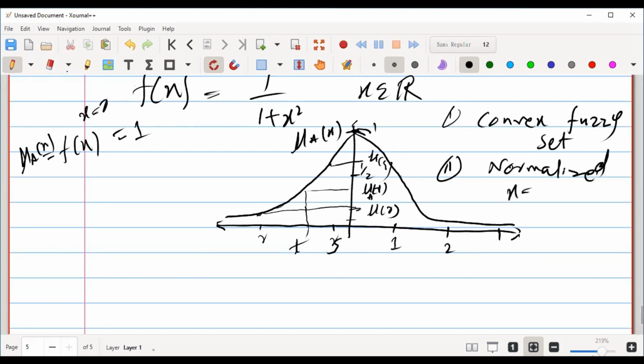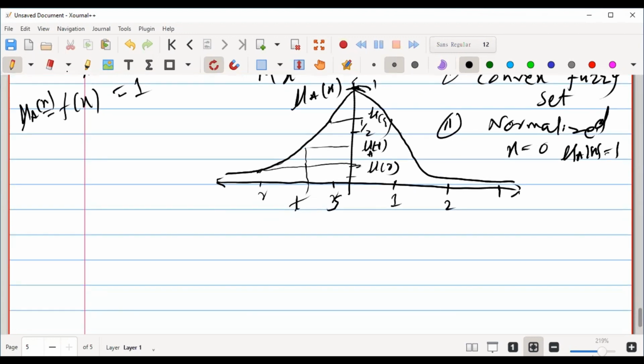Second, we see that it is normalized because at x is equal to 0, the membership function of x is equal to 1. At this point, its membership function is 1. So it is normalized and it is a piecewise continuous function. This is continuous and also piecewise continuous, and it is defined in the whole real number, or -infinity to +infinity. It is defined.